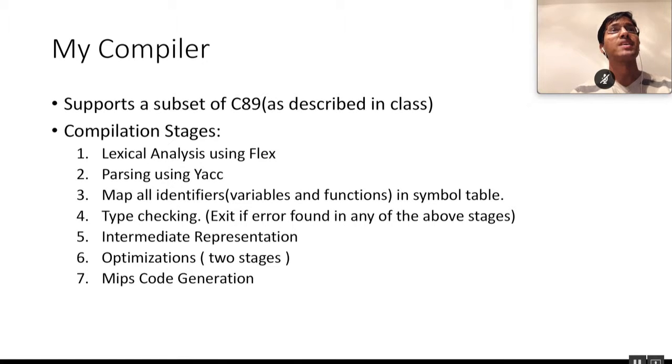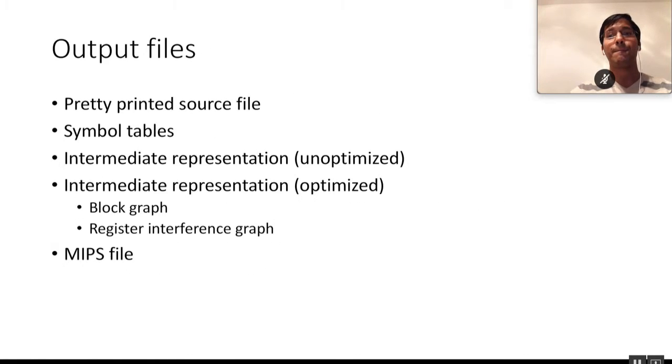I have implemented a compiler which is a subset of C89. The compilation stages in my compiler are lexical analysis, followed by parsing, followed by generating the symbol table, followed by type checking. After this, if there are any errors, the compiler exits. If not, it generates an intermediate representation, followed by two stages of optimization, and then MIPS code generation.